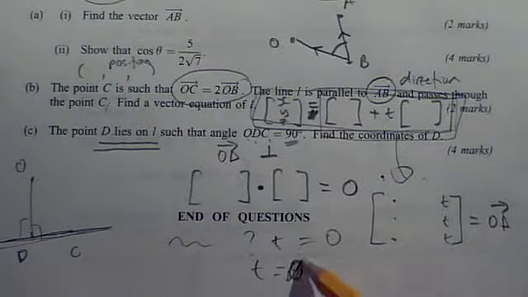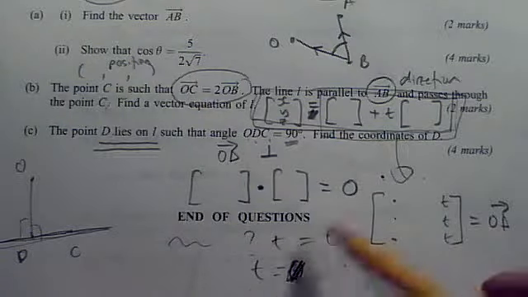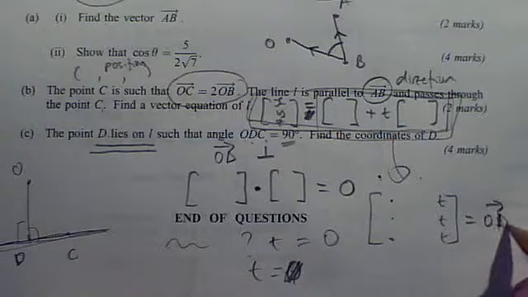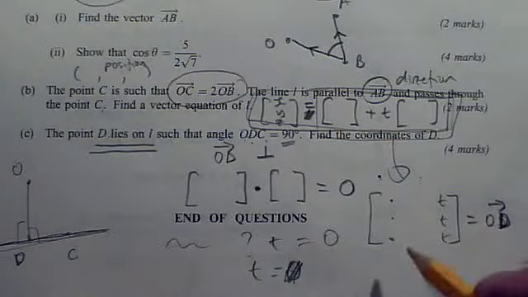And once you know a value for t, you can just plug it back into this expression for your vector OD, and lo and behold, you've got the coordinates of D.